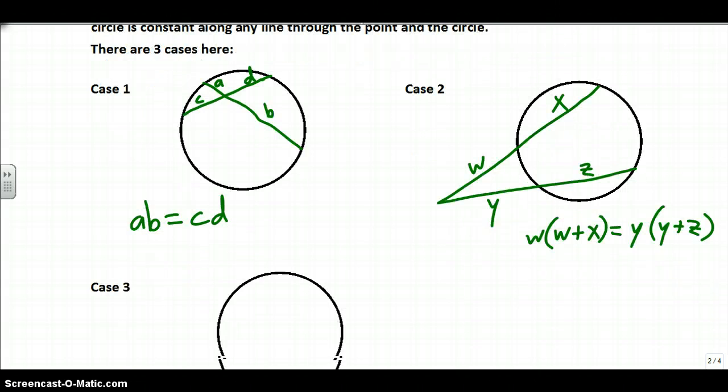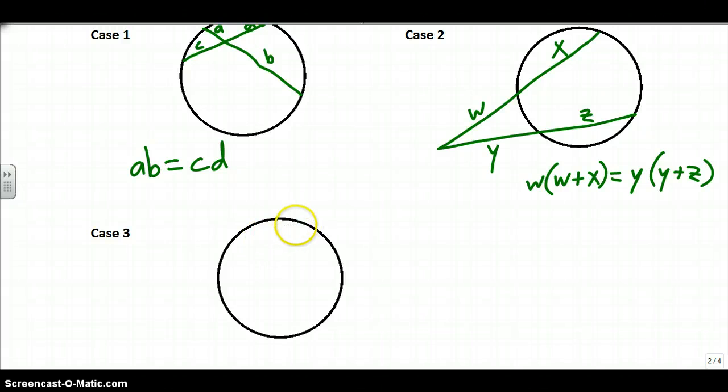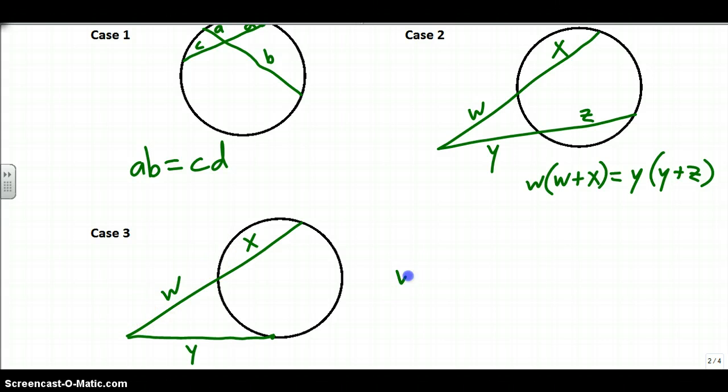All right. Case 3 is very similar to case 2. In fact, it basically follows the same rules. But what happens if I have a tangent and a secant? Well, I'm going to label it almost the same way, except there is no Z this time. There's no inside the circle on the bottom part. But you still follow the same rules. You take the part that's outside, which is W, times the whole segment, which is W plus X. That equals the part that's outside on the bottom. Well, how much of this is outside? Y, all Y of it. Times, well, how long is the whole segment? Y. So Y times Y is actually Y squared.